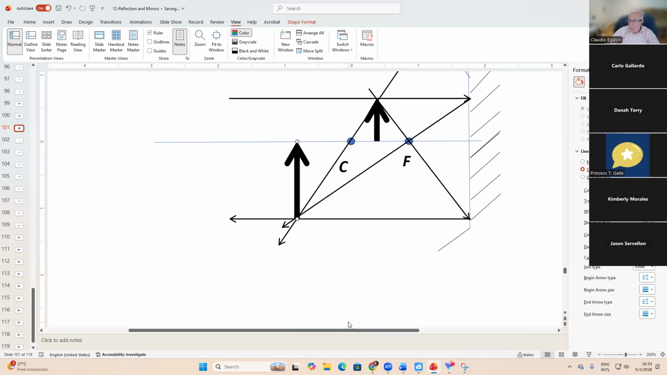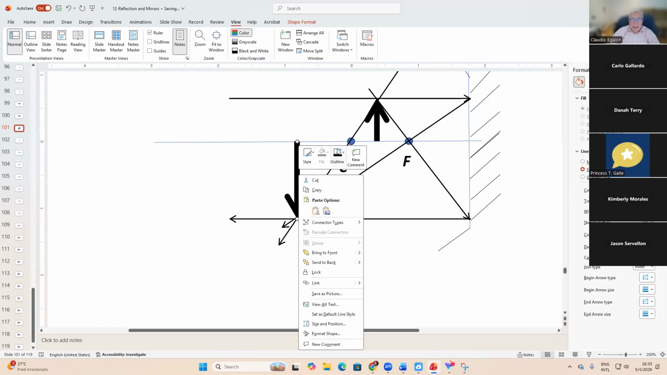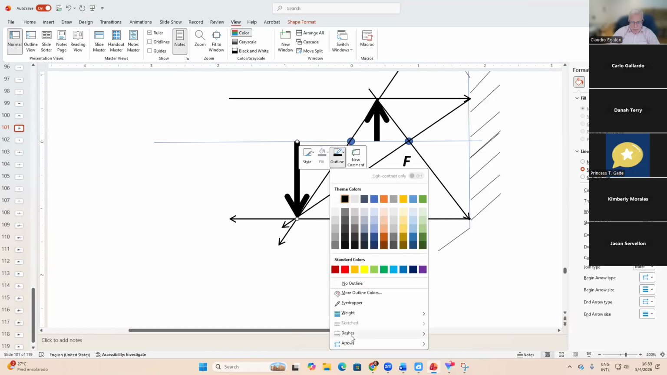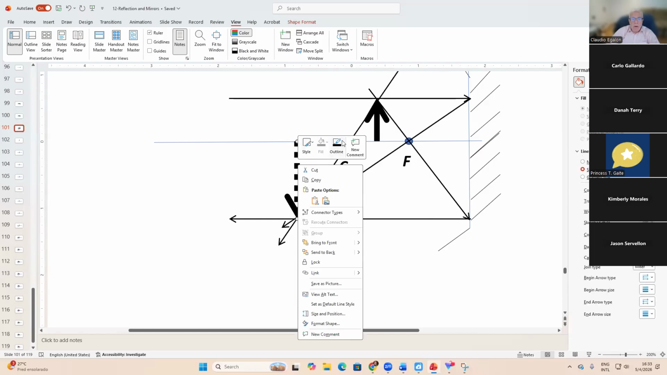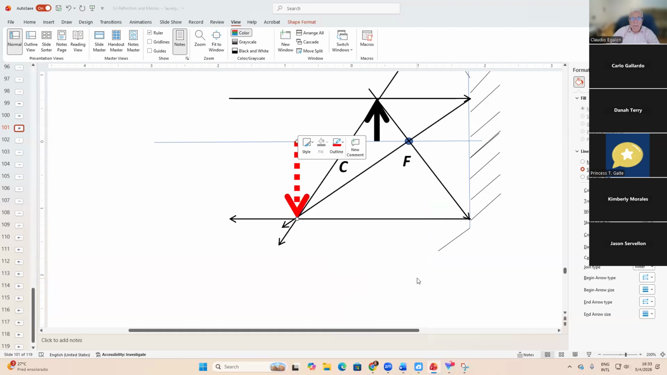Format shape, here you go. And because it is an image, I'm going to draw it dashed. And I'm going to put it in a different color, like I did before. Image.